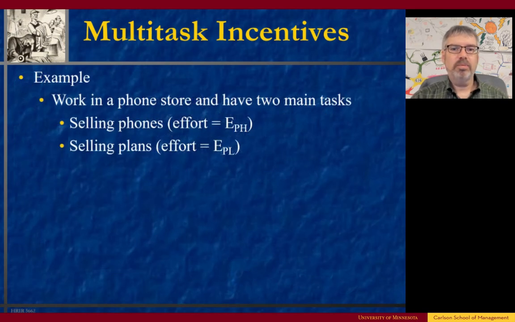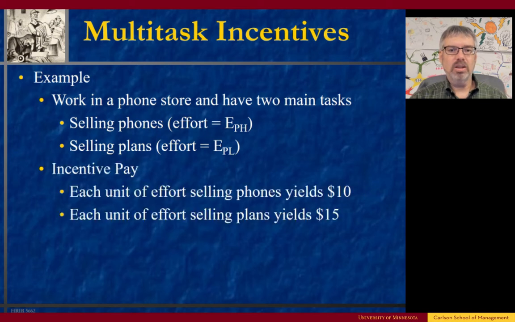So let's think about an example, right? Suppose you're working in a phone store, and we can think in an oversimplified way that there's two different tasks. Right? One task is to sell phones, and so you can decide how much effort to exert selling phones. And the second task is selling plans, and so you can think about how much effort you want to devote to selling plans. And so suppose there's some kind of pay for performance, some kind of incentive, and so each unit of effort, whatever that is, right, it's just an example, each unit of effort selling phones gives you $10, and each unit of effort selling plans yields $15.